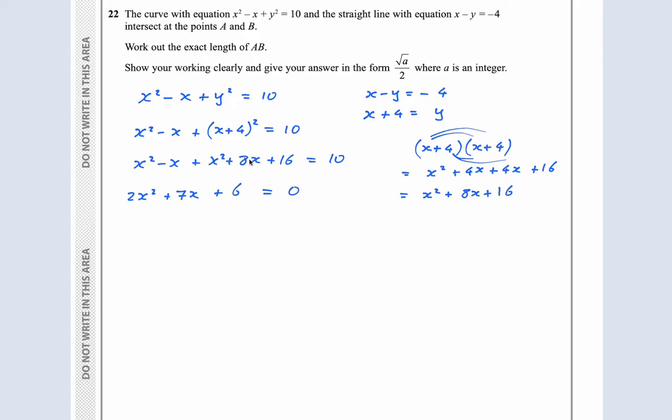Okay, now I'm going to factorize this. Use your calculator if you need to, guys, but I think I can do it without a calculator. 2x and x, 3 and 2, plus and plus. This will give me my 4x plus 3x is 7x, which is what I wanted. 3 times 2 is 6.